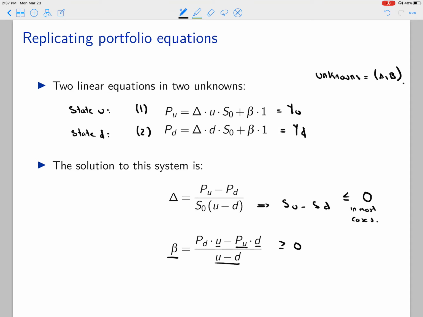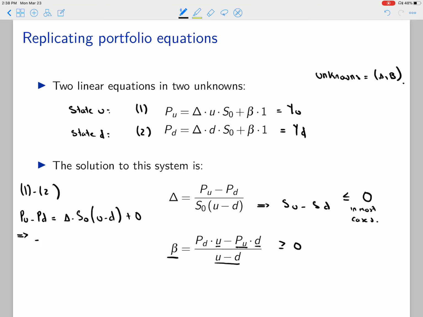We denote the state D equation as maybe equation 2. We can solve for delta and beta using our 6th grade algebra again. Okay, if we subtract equation 2 minus equation 1, subtracting equation 2 from equation 1, what are we going to get? We're going to get that PU minus PD equals delta times S sub 0 over U minus D plus 0.